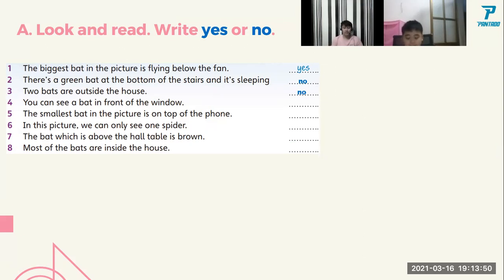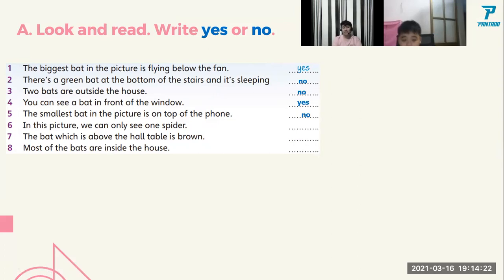Yes. Good job. There is a bat in front of the window. Number five. The smallest bat is on top of the phone table. What's your answer? It's no. No? Okay, good. Where is it then? Where is the smallest bat? It's in front of the window. Okay, in front of the window.